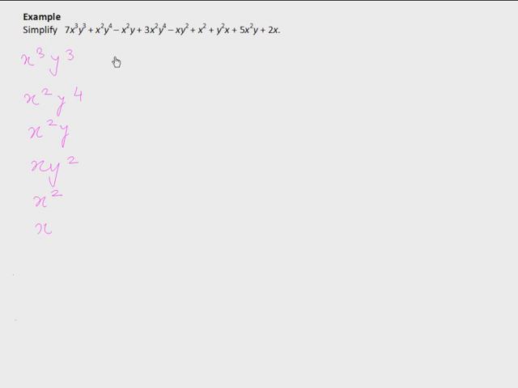Let's start grouping them. So x cube y cube, there's just 7x cube y cube. There's no other x cube y cube term. How about x square y4? There's an x square y4 plus 3x square y4. So that gives me 4x square y4. Then x square y.